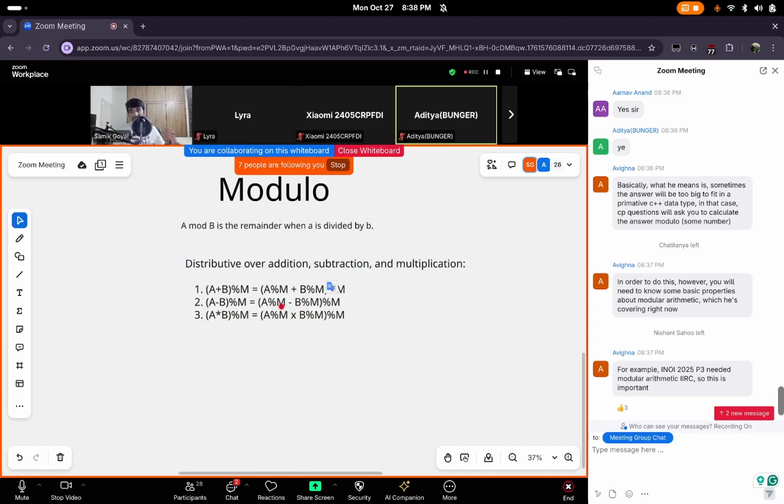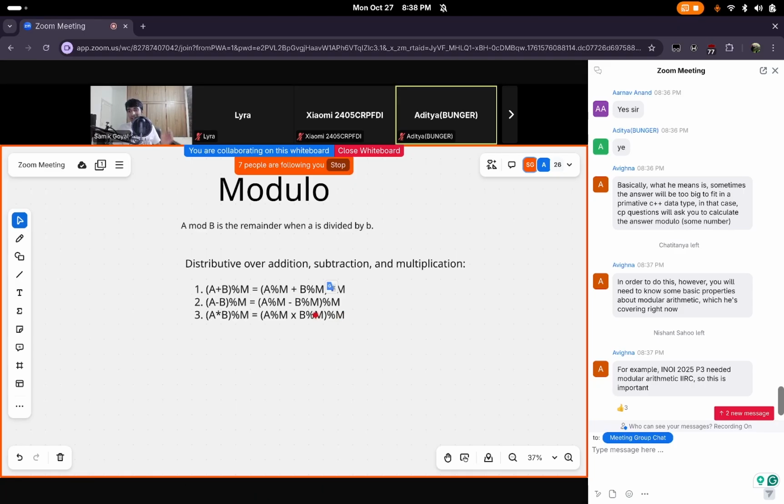So it's also the same thing over multiplication. When multiplying a bunch of numbers together, you can mod them individually first and then multiply. This is also the place where it's the most useful because multiplication will explode very quickly.